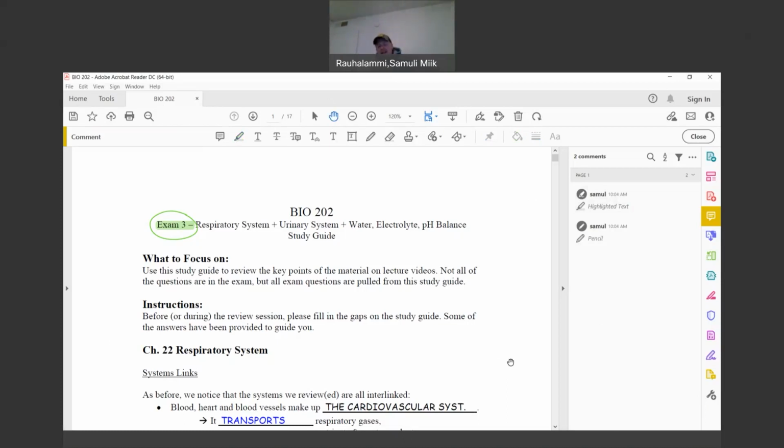If you look at the study guide and the emphasis on each part, you'll notice that there's a lot of emphasis on the respiratory system. The urinary system is equally covered, but when you look at where it focuses, it's heavily on the nephron as a structure, and on nephron physiology.